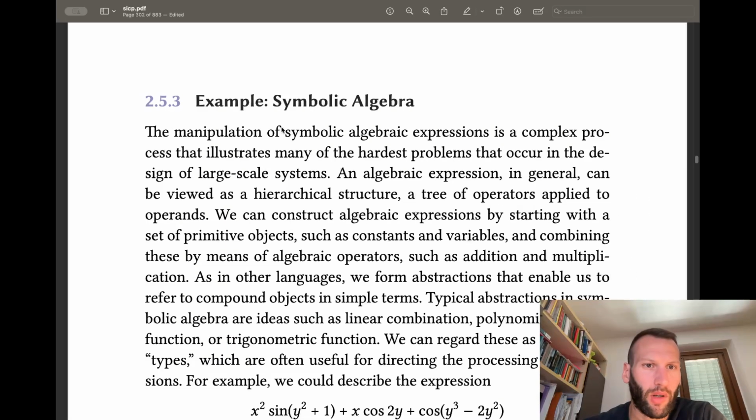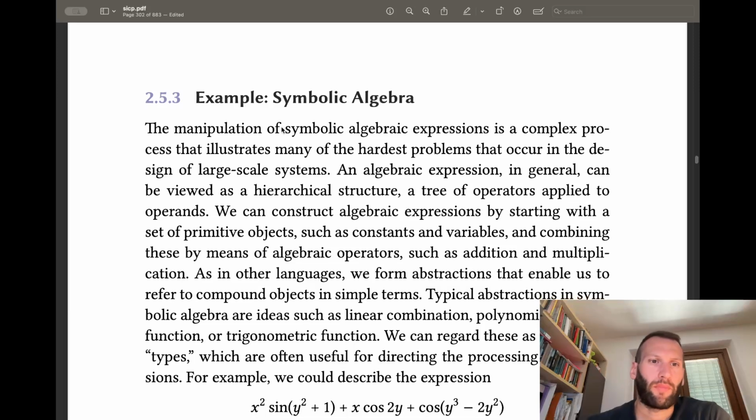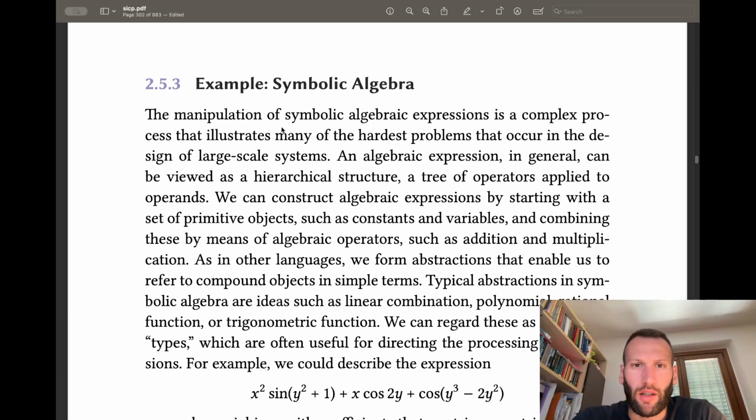Okay, let's continue. Symbolic algebra. The manipulation of symbolic algebraic expressions is a complex process that illustrates many of the hardest problems that occur in the design of large-scale systems. An algebraic expression in general can be viewed as a hierarchical structure, a tree of operators applied to operands.